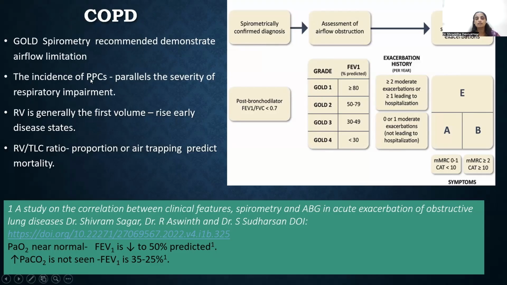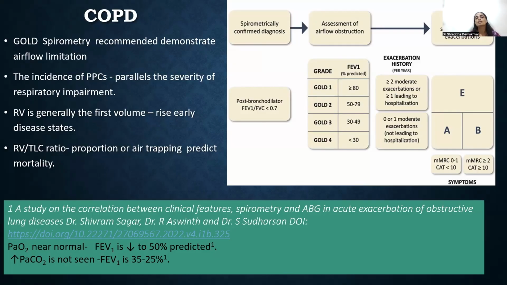And again, regarding the incidence of postoperative pulmonary complications, many studies have proved it parallels the severity of respiratory impairment. So the lesser the FEV1, the more the chances of PPCs. Again, the residual volume is generally the first volume which is going to rise here. So suppose a patient is symptomatic and the residual volume has started to rise.